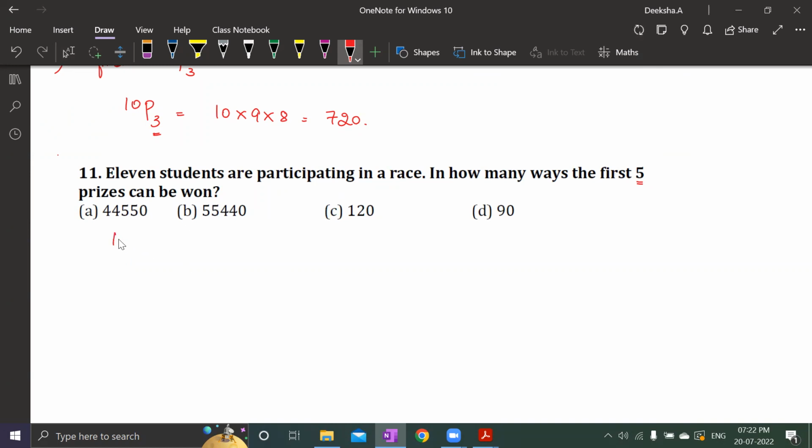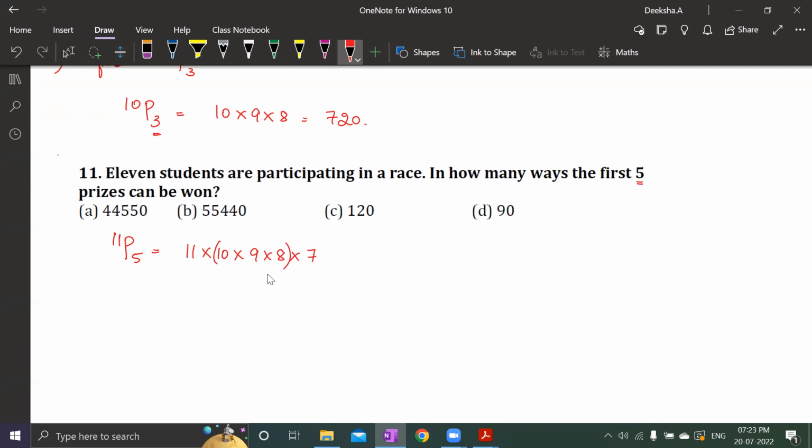So here the answer is just 11P5. That's all. Now for 11P5, you see the options. You don't have 11P5 or any such numbers. You have to simplify. Write 5 numbers from 11: 11 into 10 into 9 into 8 into 7. Okay, 1, 2, 3, 4, 5. Yeah. So this is 720.